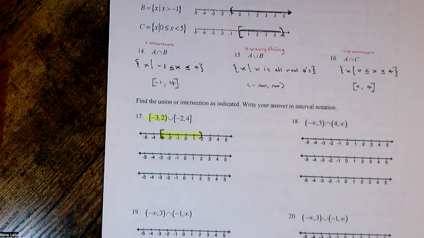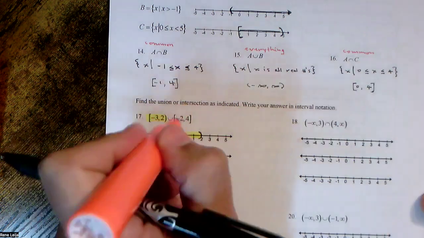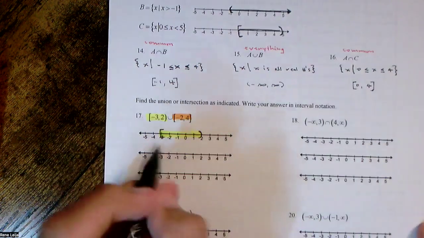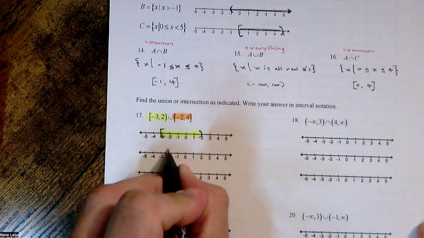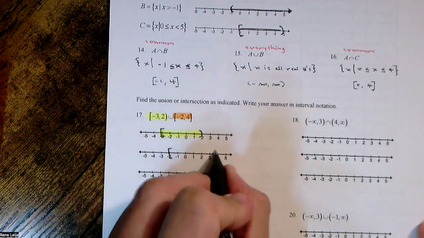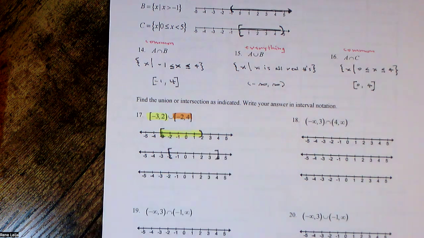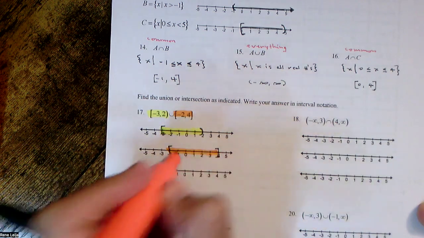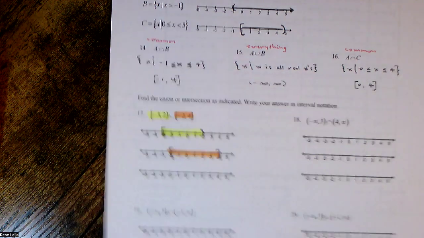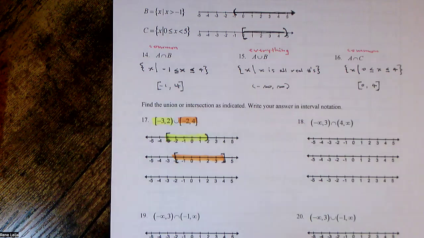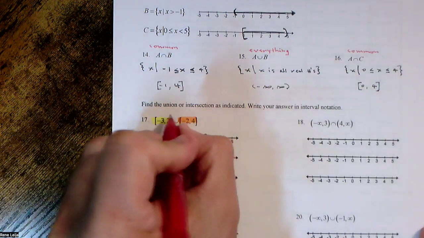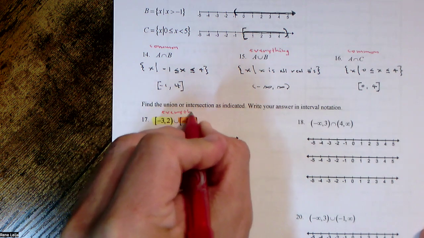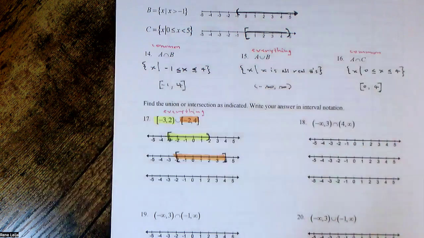All right. Now, the second part is -2 to 4. At -2, we have a bracket. At 4, we have a bracket. So it's all of this. Now, I am asked to find the union. So I want everything from both sets.